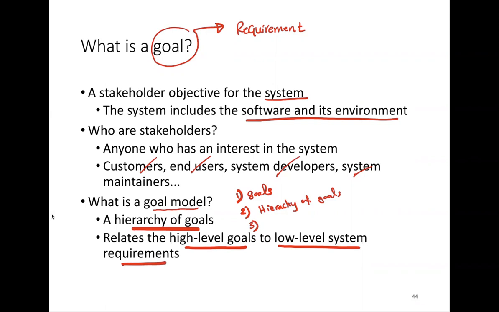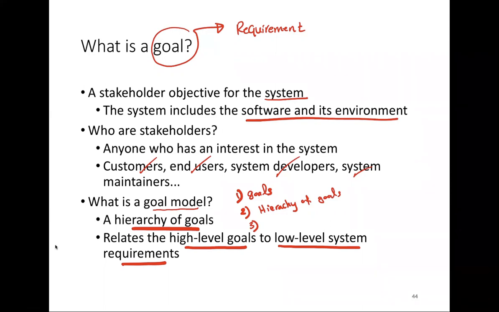It's easy for you to relate them as goals of the stakeholders to the system. It's easy for you to identify which ones are high-level goals compared to low-level goals. And as a matter of fact, it would be good later to identify which ones are hard goals and which ones are soft goals.